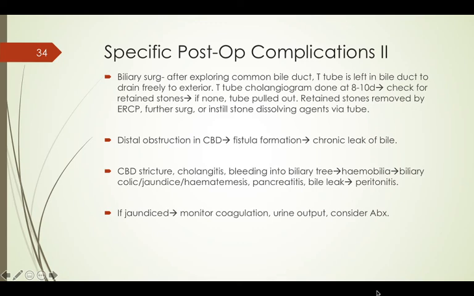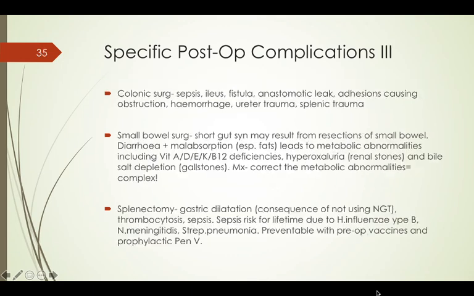Patient may also experience jaundice, hematemesis, pancreatitis, as well as a bile leak into the abdomen, which can irritate the visceral peritoneum and cause peritonitis. If jaundiced, for various causes, make sure to monitor coagulation, urine output because of the risk of hepatorenal syndrome, and consider antibiotics as part of your management.